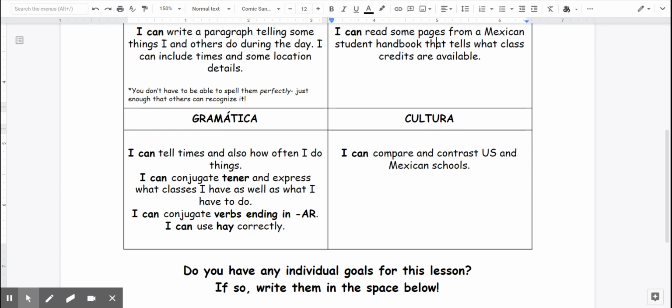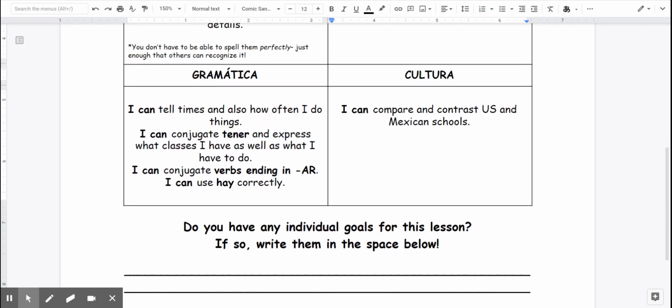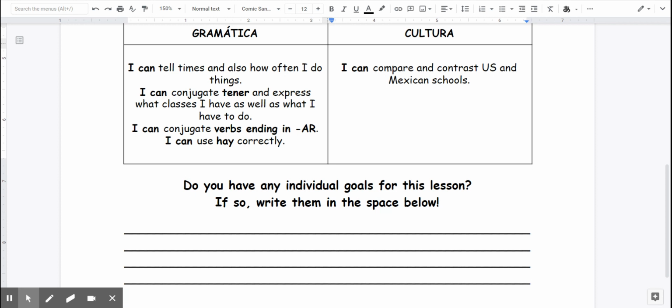Okay? Cultura, I can compare and contrast US and Mexican schools. And as always, if you have some specific goals for yourself, you can write them down in the space below, particularly if there's maybe something about your classes you want to be able to say, or a certain idea you want to be able to express about what you do in those classes.